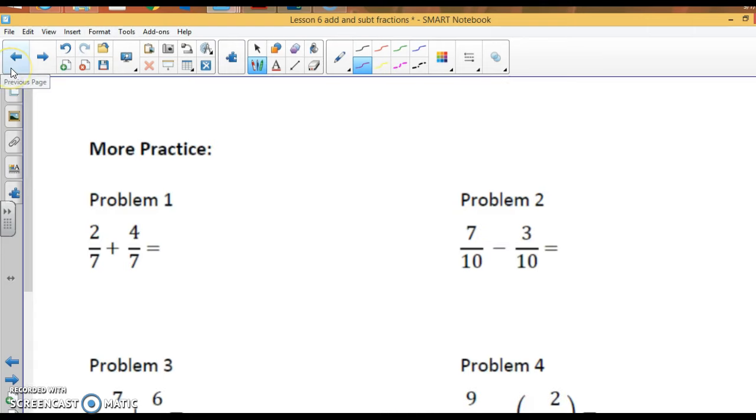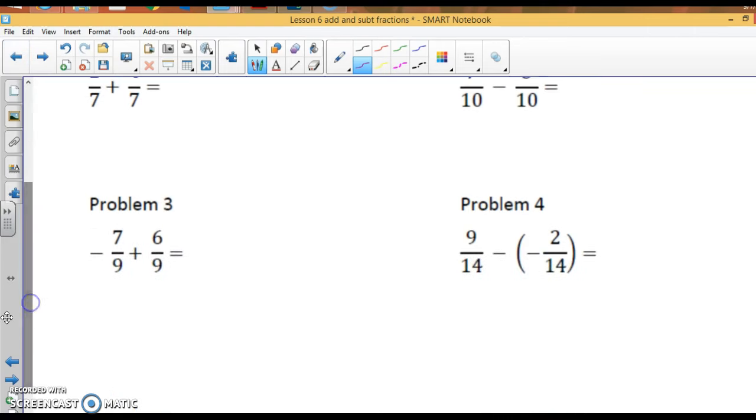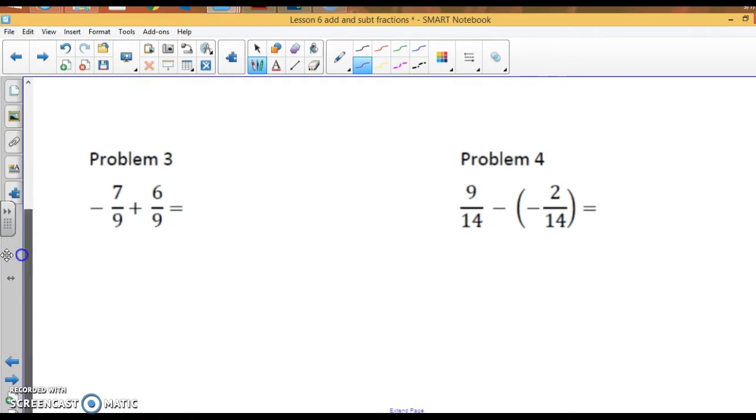All right. Now, let's take a look at this one. This is where positives and negatives come into play. If I've got negative 7/9 plus 6/9, this is just like an integer problem. It is adding. The signs are different. So when the signs are different, you subtract and take the sign of the larger. So 7/9 minus 6/9 will be 1/9. But it's going to be negative 1/9 because the 7/9 is bigger.